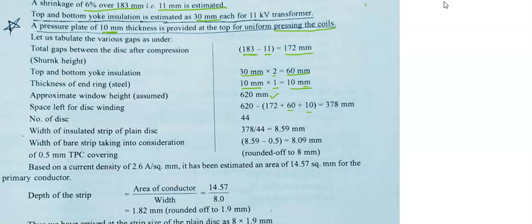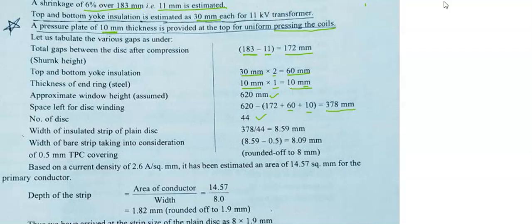So totally winding is covering 378 mm. Space left for disc winding. Okay, total disc, all tap and plain disc, is 378 mm. And we know total number of discs are 44.